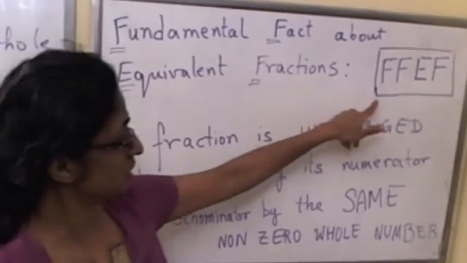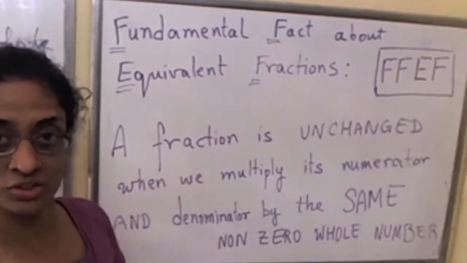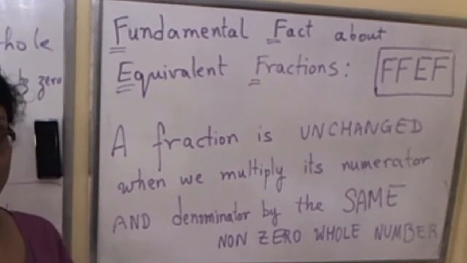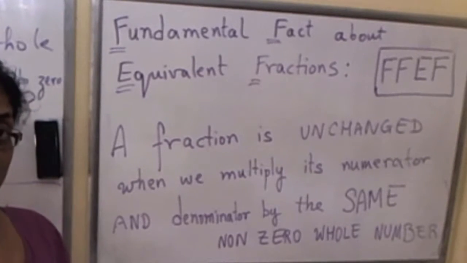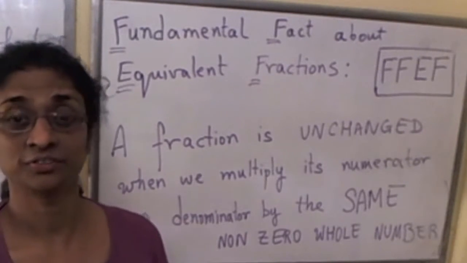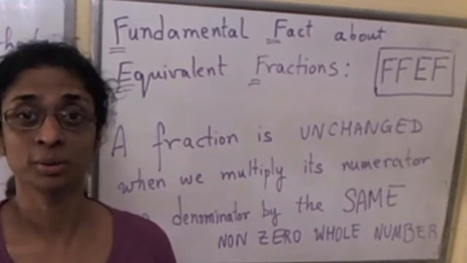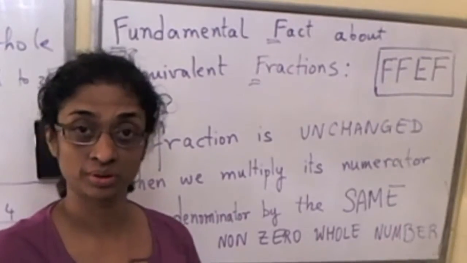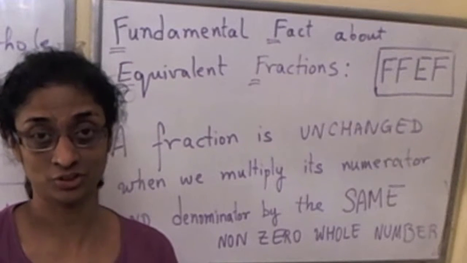And let's use this FFEF, fundamental fact of equivalent fractions, to refer to this. So in the future, when I say by the fundamental fact of equivalent fractions, or apply the FFEF, what I'm saying is, hey, you have a fraction. If you don't like how it looks, go ahead and multiply its numerator and denominator by the same non-zero whole number. And don't worry about it. The new fraction you get is exactly the same as the first fraction you started out with.